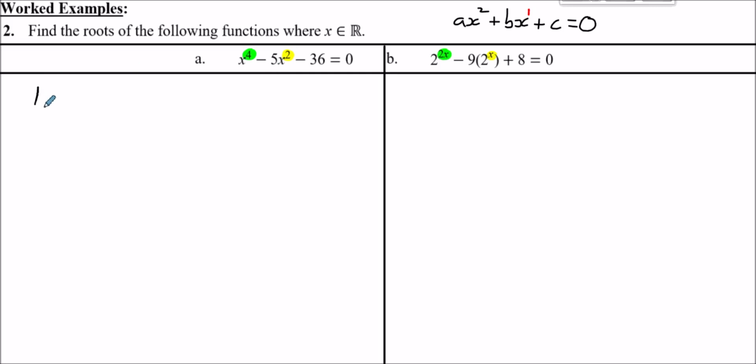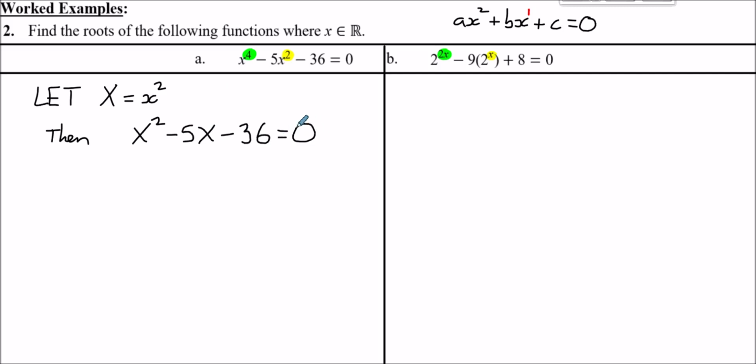So for part A, let's make a substitution. Let's call big X equal to x squared. Then x to the power 4 is x squared squared. It's just big X squared. Then we have minus 5 lots of big X minus 36 equals 0. This is now a quadratic in big X.